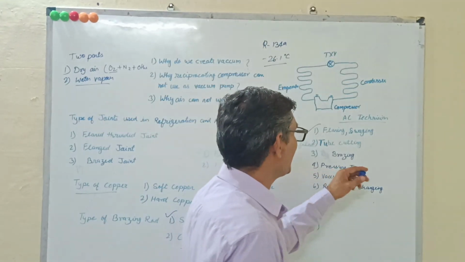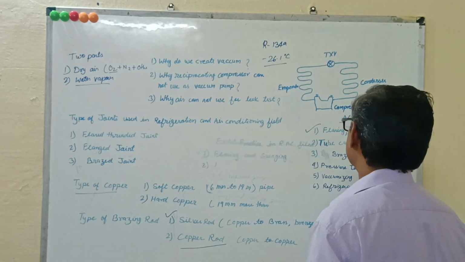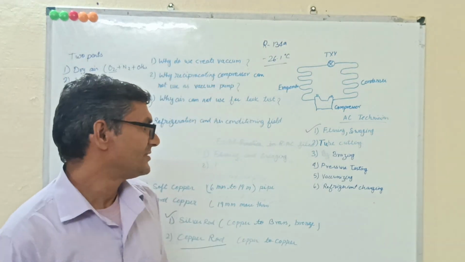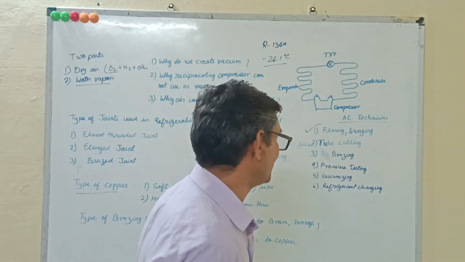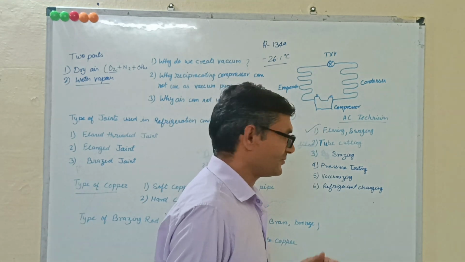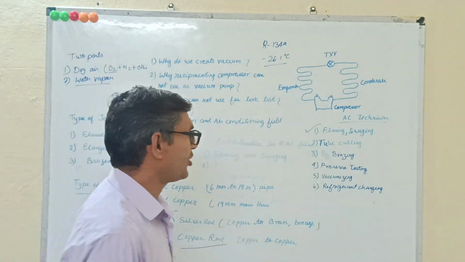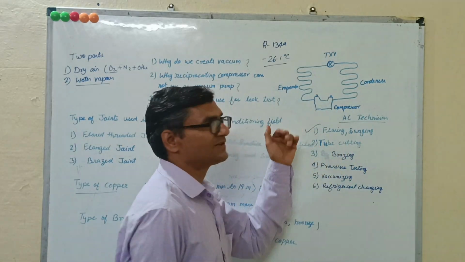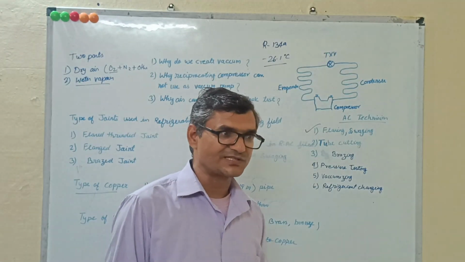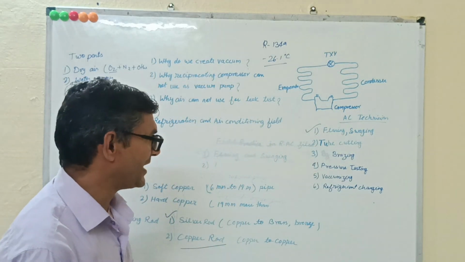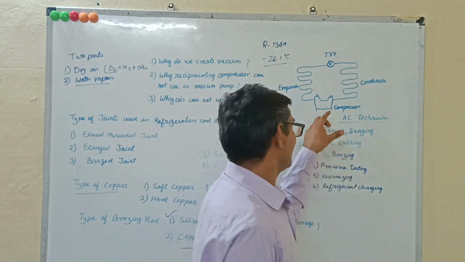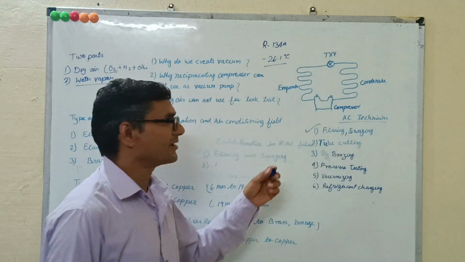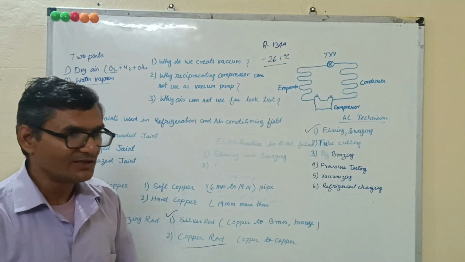Next, brazing. Brazing is compulsory to know for all refrigeration and air conditioning field technicians. In the next video I will explain how to braze properly. Next, pressure testing. Pressure testing means leak test. Vacuumizing the system, I already explained in the last video. Refrigerant charging. These are the 6 works compulsory to know for a refrigeration and air conditioning field technician.